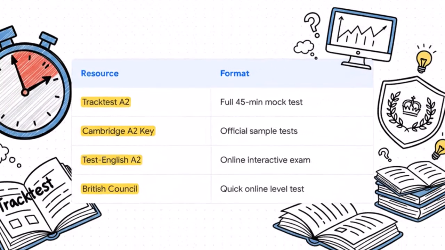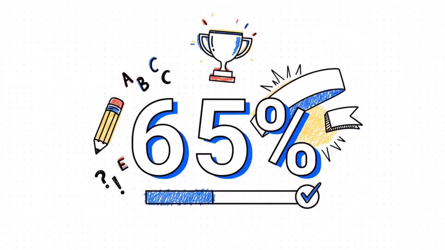It's a no-brainer. And here's your target, 65%. That's the score you need to pass the TrackTest A2 mock exam. Having a clear, concrete number to aim for like this, it's a huge motivator. It gives you something real to shoot for.